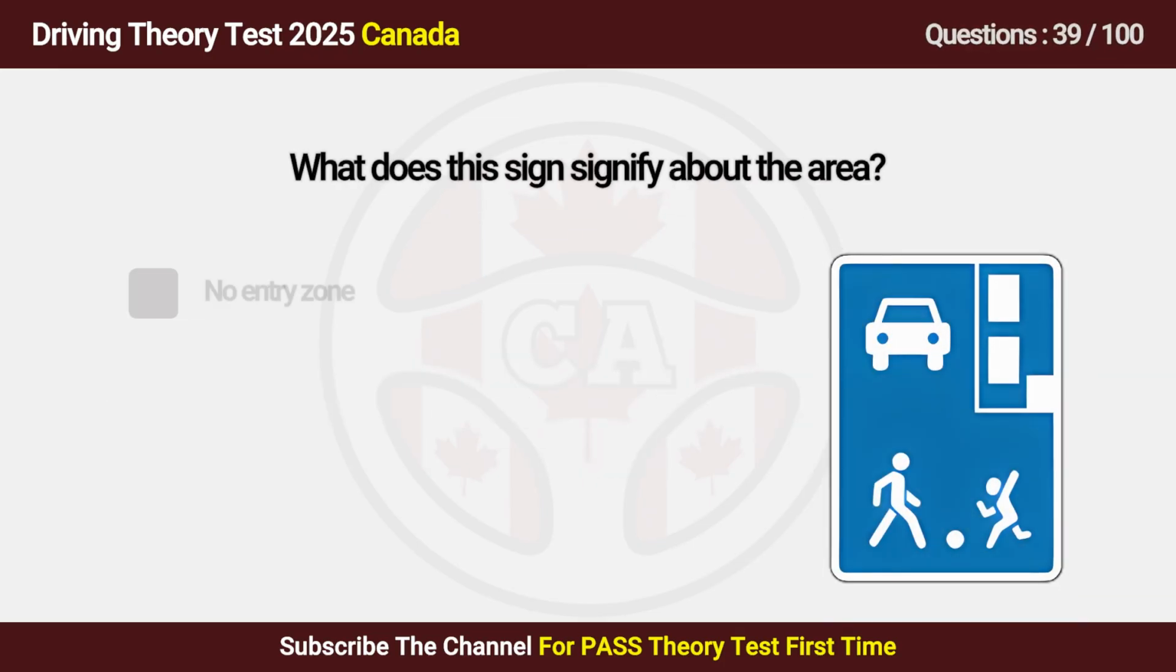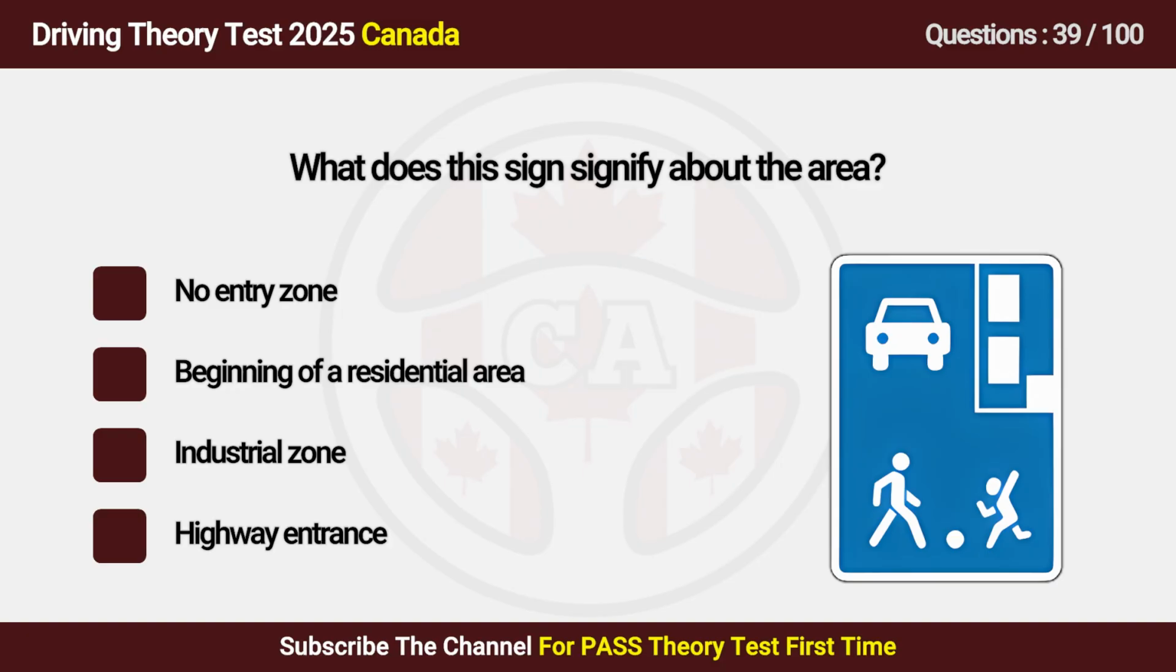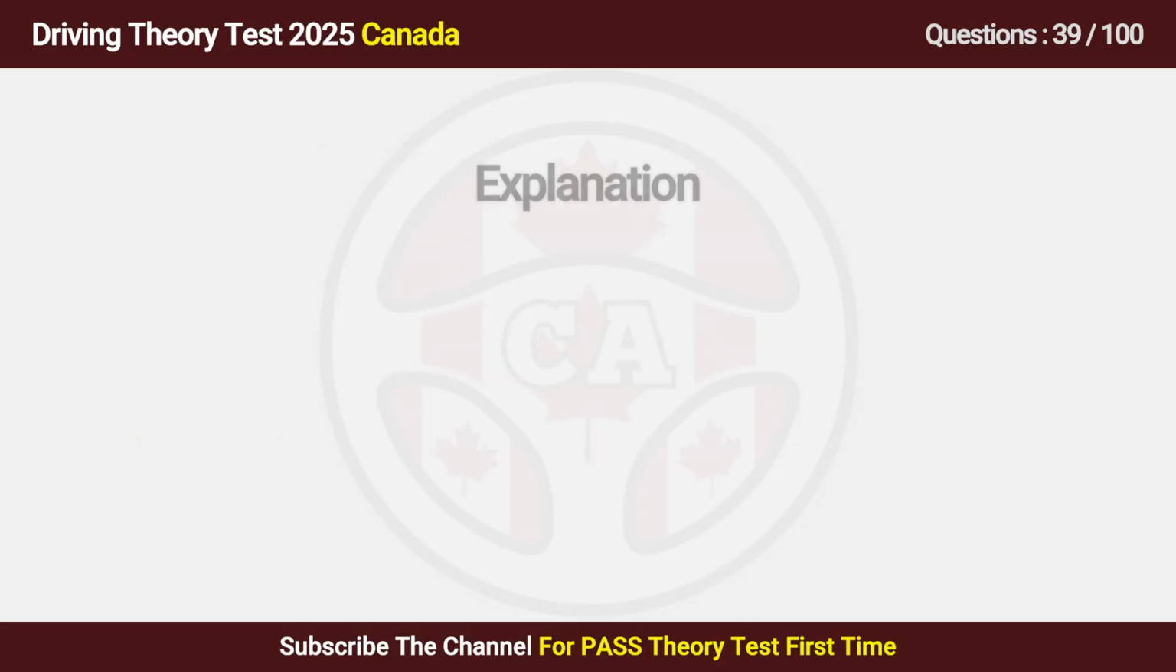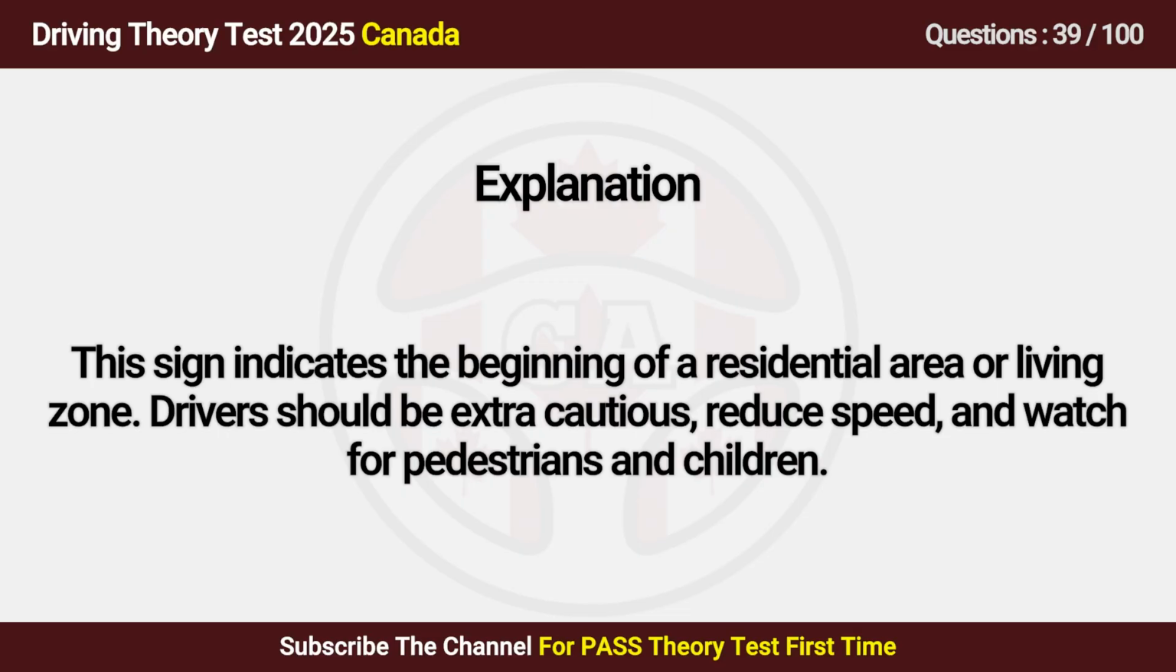Question 39. What does this sign signify about the area? A. No entry zone. B. Beginning of a residential area. C. Industrial zone. D. Highway entrance. Answer is B. Beginning of a residential area. This sign indicates the beginning of a residential area or living zone. Drivers should be extra cautious, reduce speed, and watch for pedestrians and children.